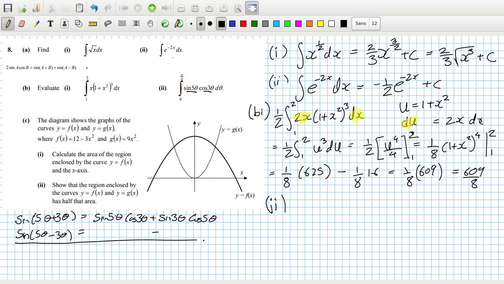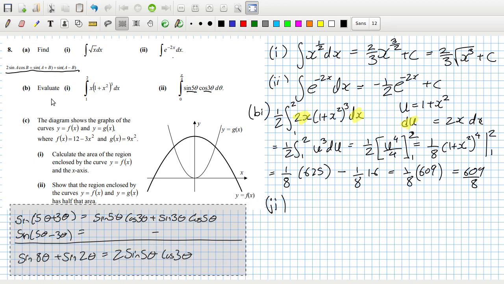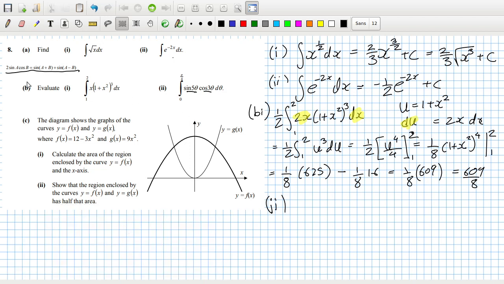So if you were to add them together, you would get sine 8 theta plus sine 2 theta equals 2 sine 5 theta cos 3 theta. That's what I was trying to do. But in fact, I was only trying to do that because I couldn't remember this formula. So you can see this formula is essentially what I was trying to do there, because I never remember these formulas. I remember the compound ones. So anyways, I'll just use this formula because that would be the most natural thing to do.